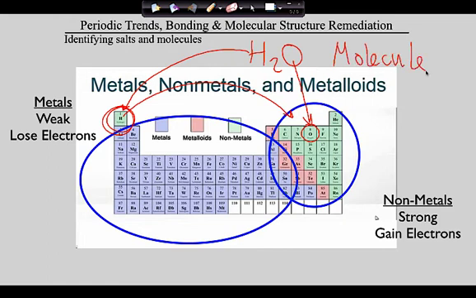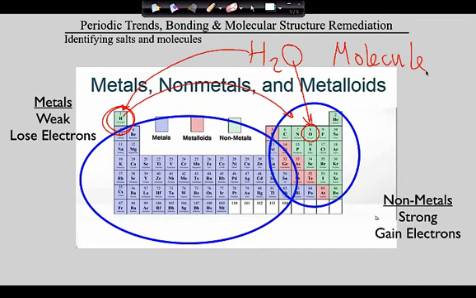So in summary, salts are formed by a metal bonding with a nonmetal. Molecules are formed by two nonmetals bonding together, and in that we treat hydrogen as if it were a nonmetal.